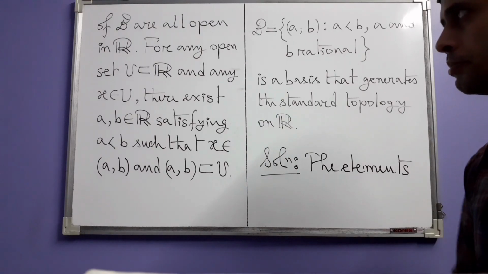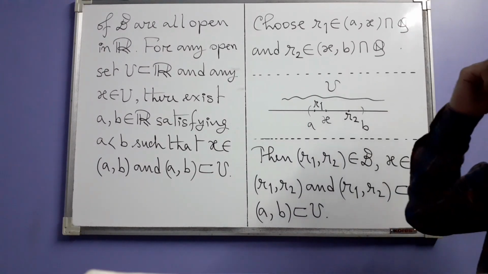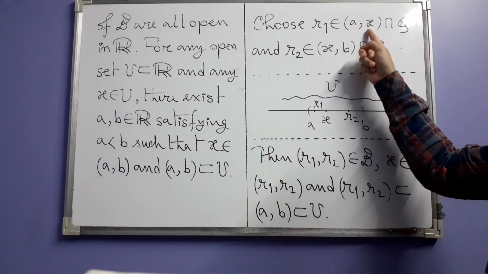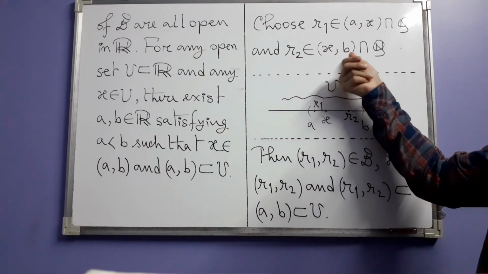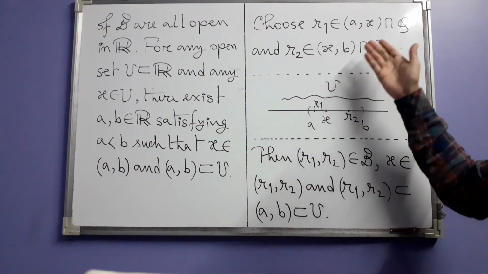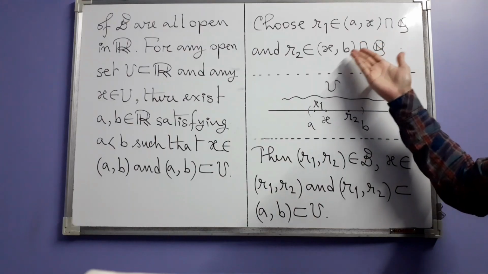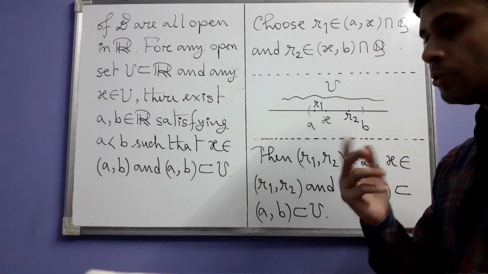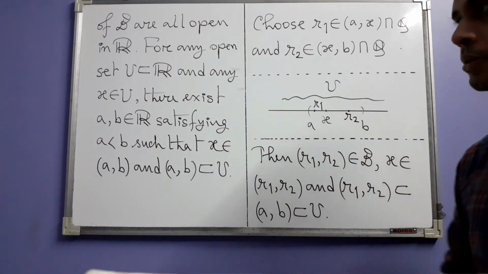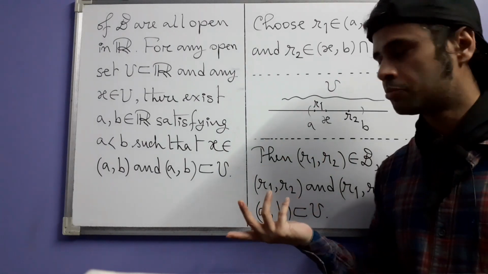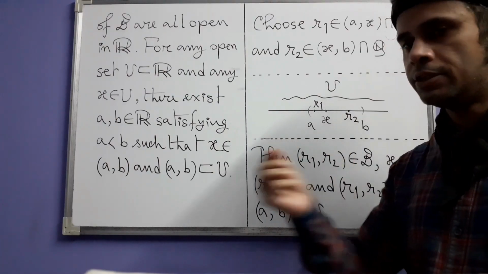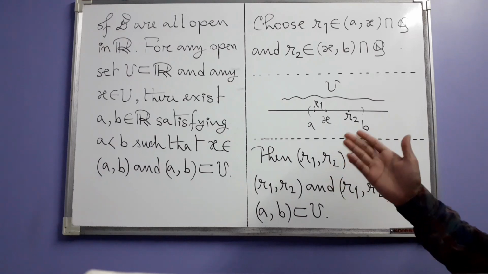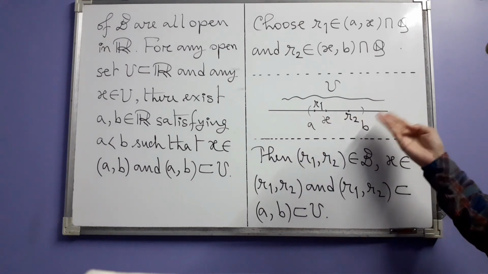So next we choose a rational number R1 in this open interval a, x, and a rational number R2 in the open interval x, b. So you can see that I have intersected these intervals with the set of rational numbers. The question is, how do we know that these rational numbers exist? And the answer, of course, is the property of real numbers, that between any two real numbers there is at least one rational number. To better understand what's going on, you can look at this small figure.